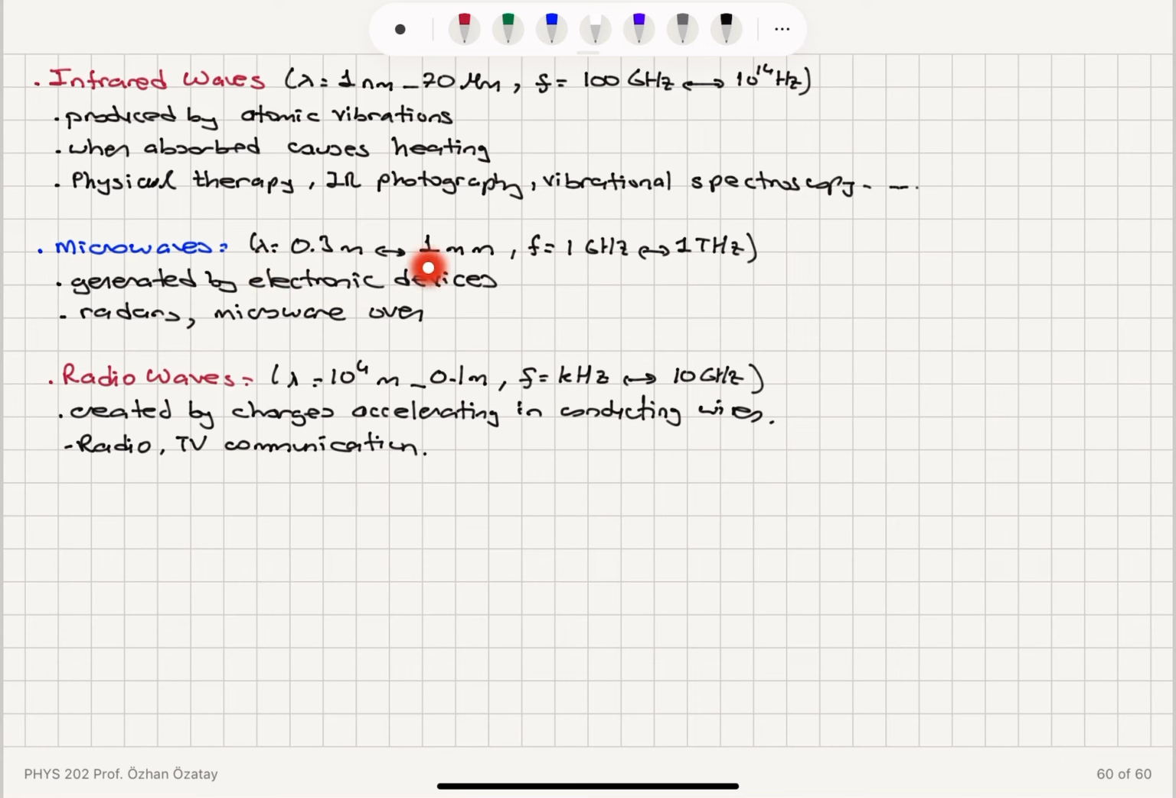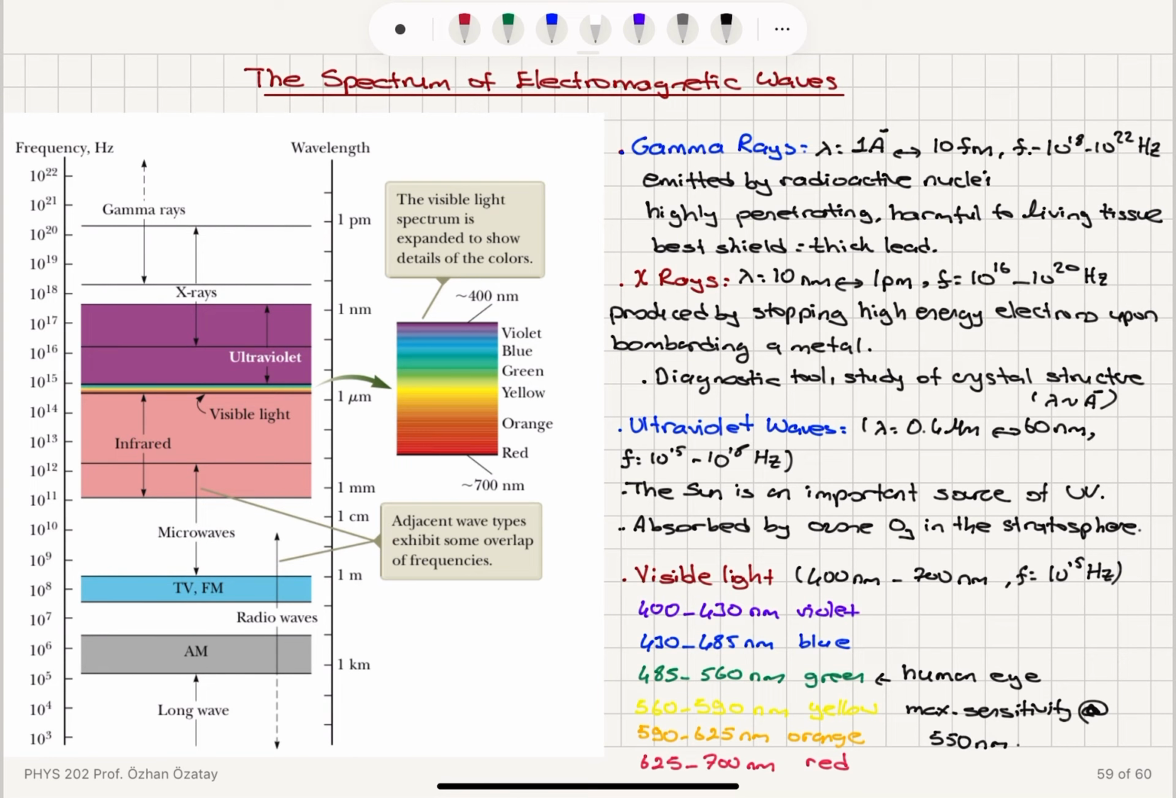So as you can see, I always have a lambda and f corresponding to it. What is the relationship between lambda and f? If you remember, these are electromagnetic waves traveling with the speed of light. So c is equal to lambda divided by the period, or lambda multiplied by the frequency. So if the wavelength is high, that means the frequency is low. If the frequency is high, that means the wavelength is low.